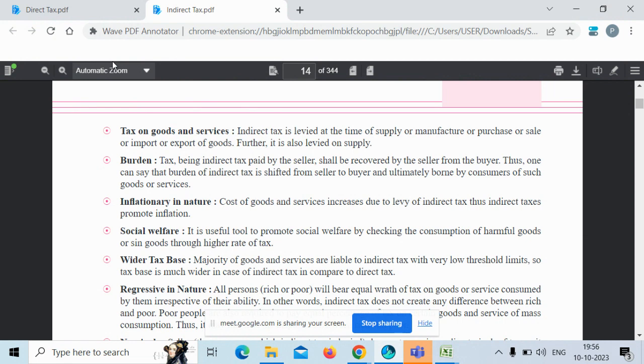Inflationary in nature. Inflationary in nature means it keeps on rising. My indirect taxation keeps on rising, which will ultimately give a rise effect to the cost of goods and services. So, the cost of goods and services increases due to levy of indirect tax. Thus, indirect taxes promote inflation.